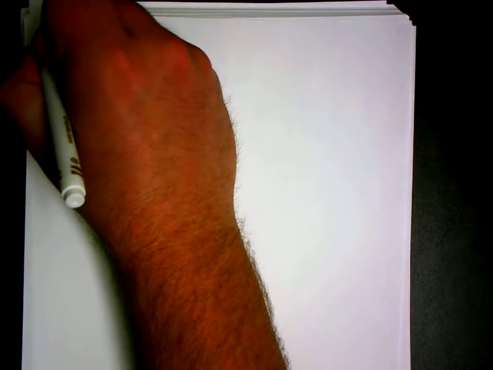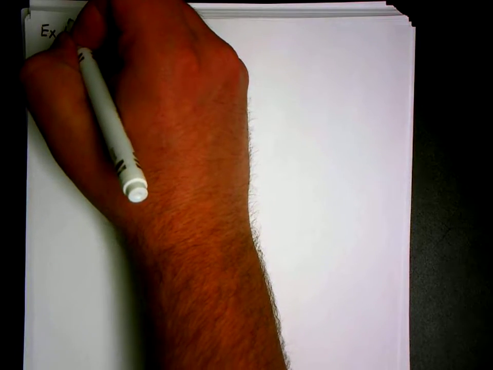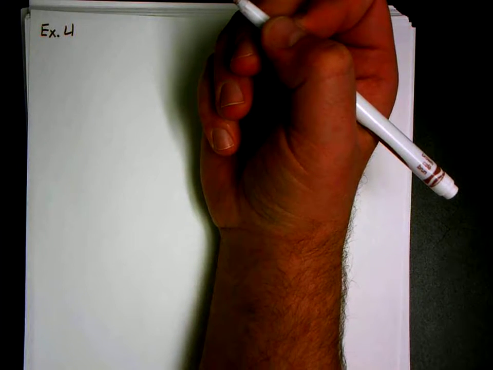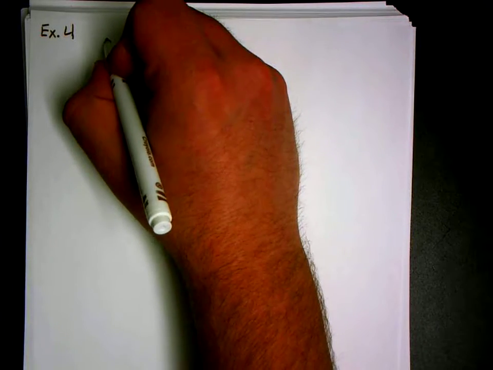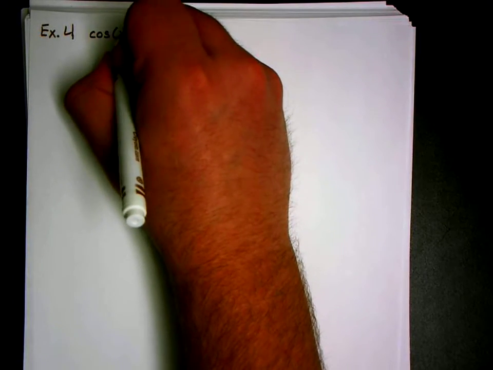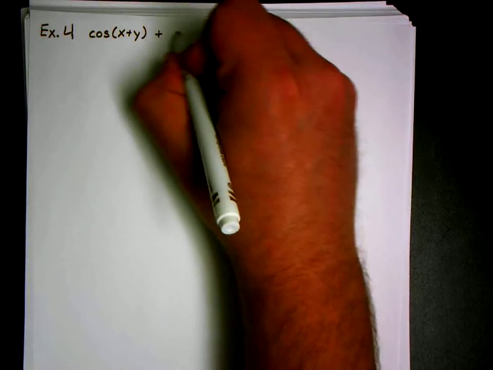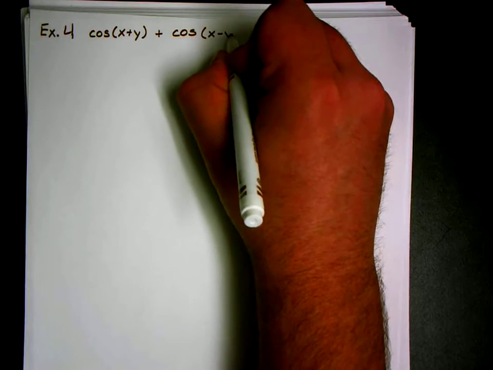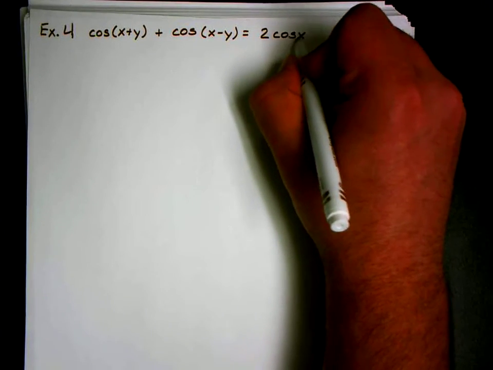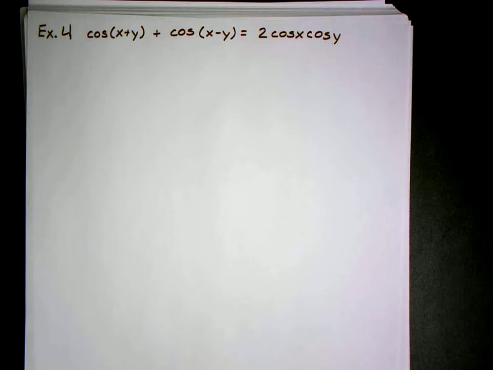Let's see. That was example 3. So example 4. Ooh, let's do one with X's and Y's. This is number 64, so this has to be the hardest because it's the last one of the verifies, right? So cosine of X plus Y plus cosine of X minus Y. And we have to prove that that equals 2 times cosine of X cosine of Y. I don't think that one looks too tough. This one still seems pretty straightforward.